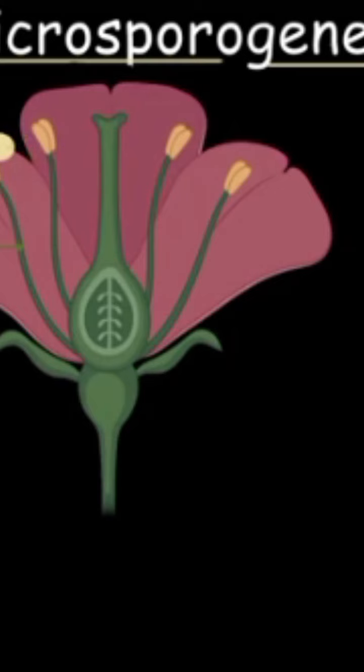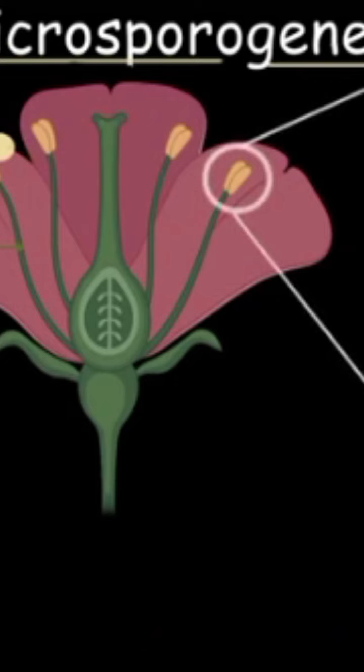So let's have a closer look at the anther. So here we have taken a bilobed anther. Anthers can be single-lobed as well. So the single-lobed anthers are called monothecous, and the bilobed anthers are called dithecous.